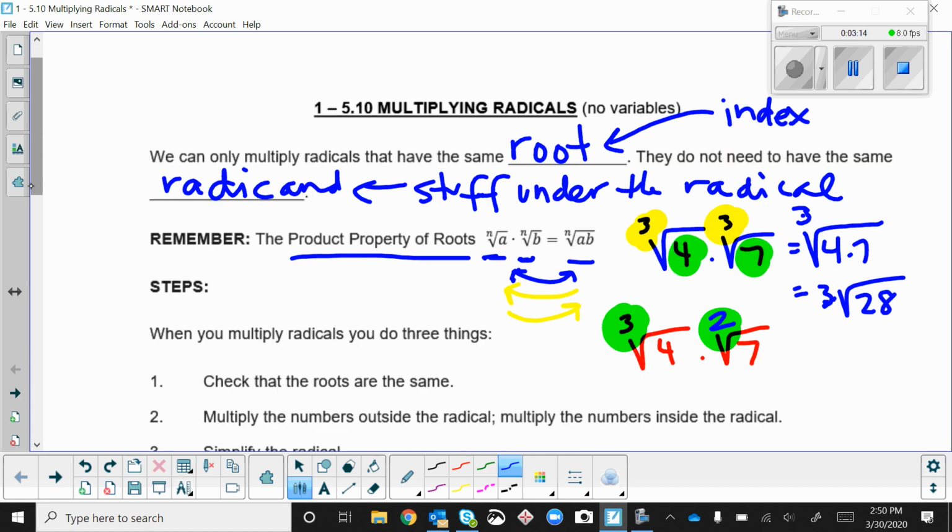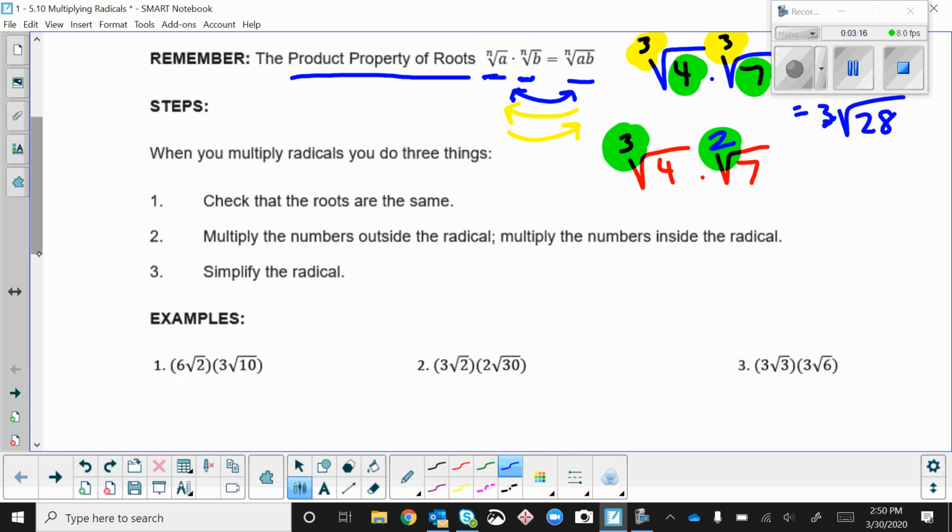So here are your basic steps. When you multiply radicals, you do 3 things. You check that the roots are the same, and we talked about that in these 2 little examples on the right side. You multiply the numbers that are outside the radical, and you multiply the numbers inside the radical. And then you simplify the radical if possible. It might not always be possible.